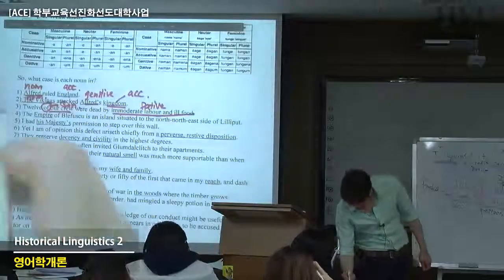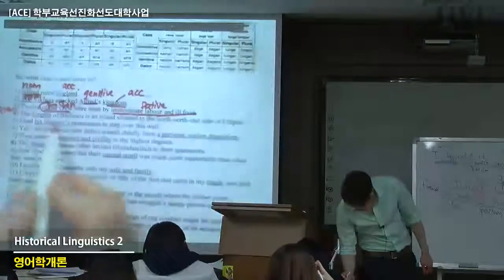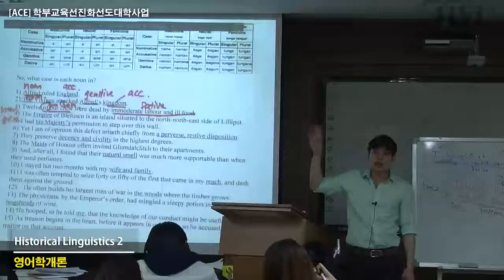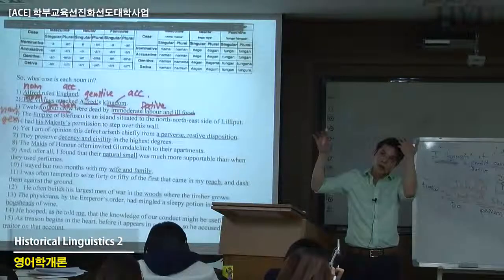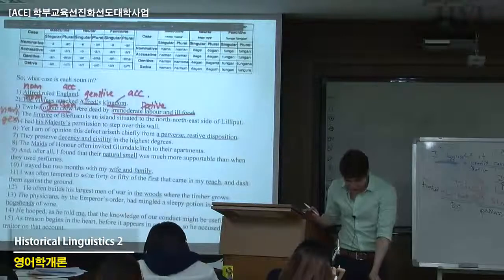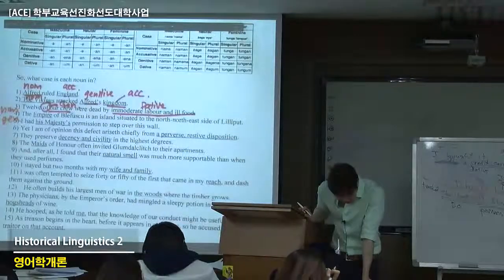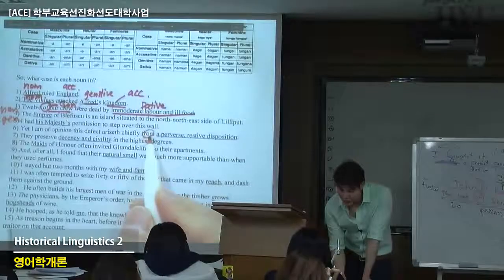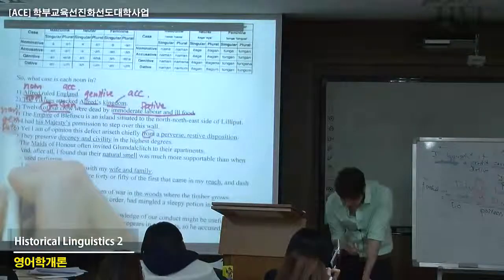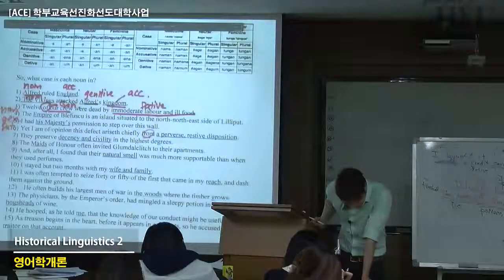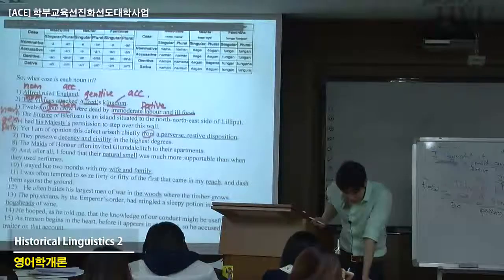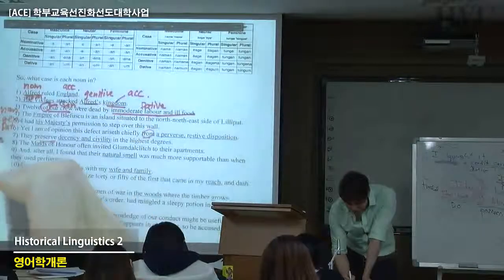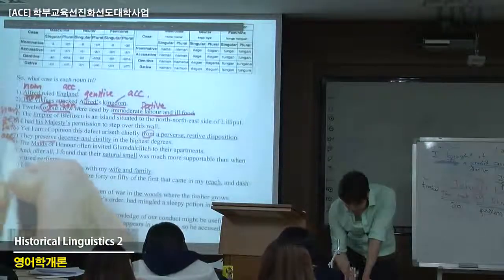Number 5, genitive, right? I had the permission of His Majesty, right? Of His Majesty or His Majesties. So it's genitive. Number 6, it arises chiefly from, so it's after the preposition, so it's a dative. Number 7, they preserve decency and civility in the highest degree. Preserve something, so it's accusative, right? ACC, accusative.